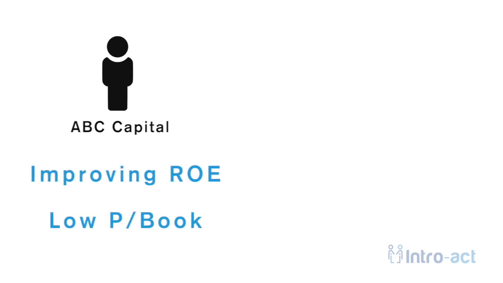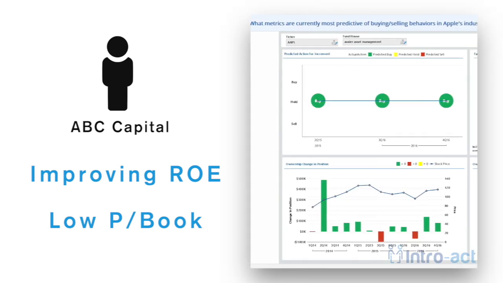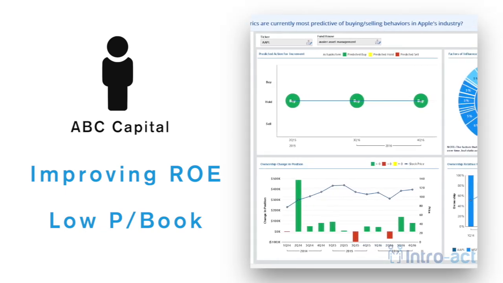Let's say that you scheduled a meeting with ABC Capital and you know that they value an improving ROE and a low price to book. With Introact, you can target your outreach around these specific factors.